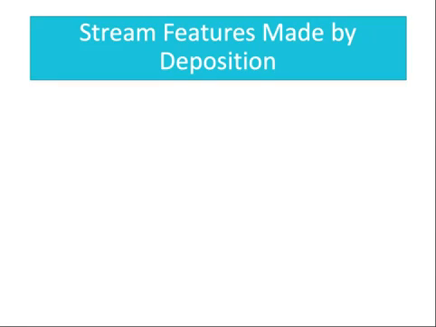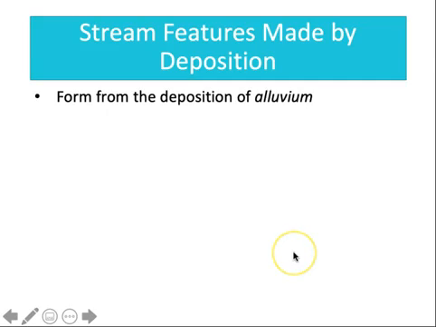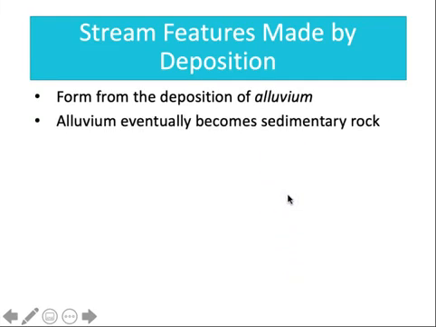As you have learned, streams are the principal erosional force on Earth, but all the rock removed from one place must end up in another. Let's take a look at a few prominent landforms that are the result of stream deposition. These form from alluvium that eventually becomes sedimentary rock over time. And in this way, this is a constructive geologic process.